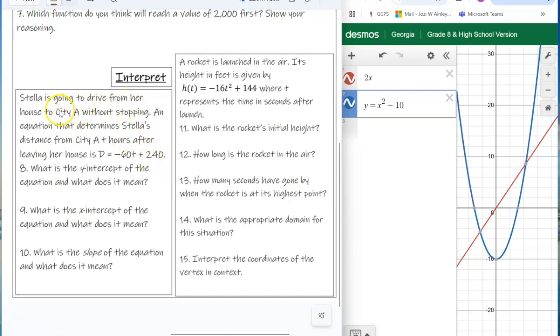Stella is going to drive from her house to city A without stopping. An equation determines Stella's distance from city A t hours after leaving her house: D equals negative 60t plus 240. Number one, what is the y-intercept?